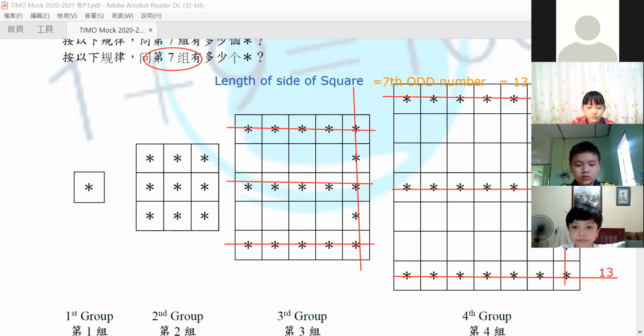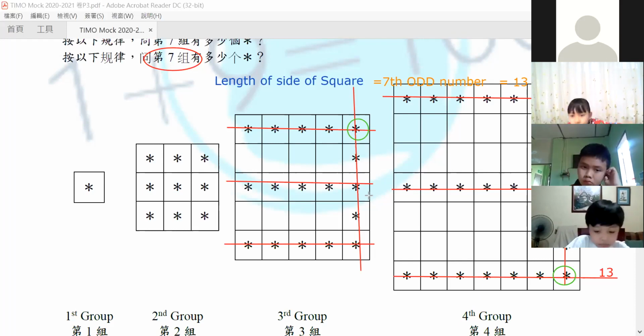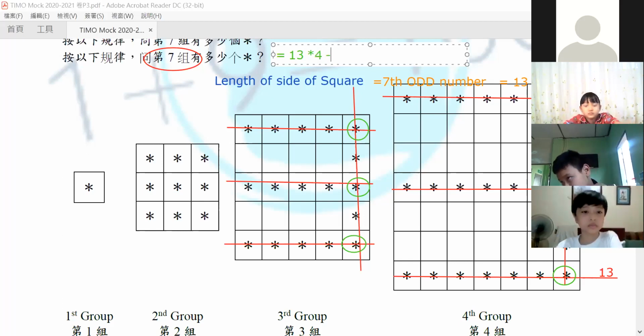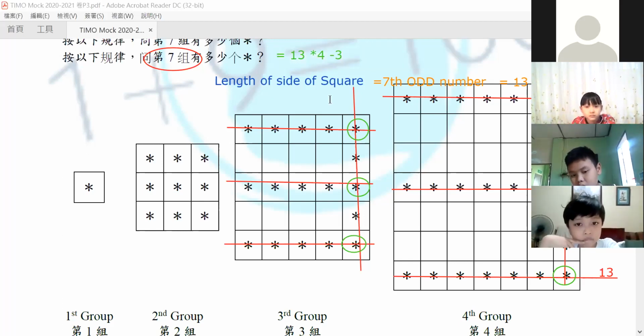We can see that this star, circled in green, is duplicated. This and this are also duplicated. There are three duplicated stars for every pattern. So the total number must be equal to 13 times 4, but we need to minus those three duplicate numbers. So our answer should be 49.